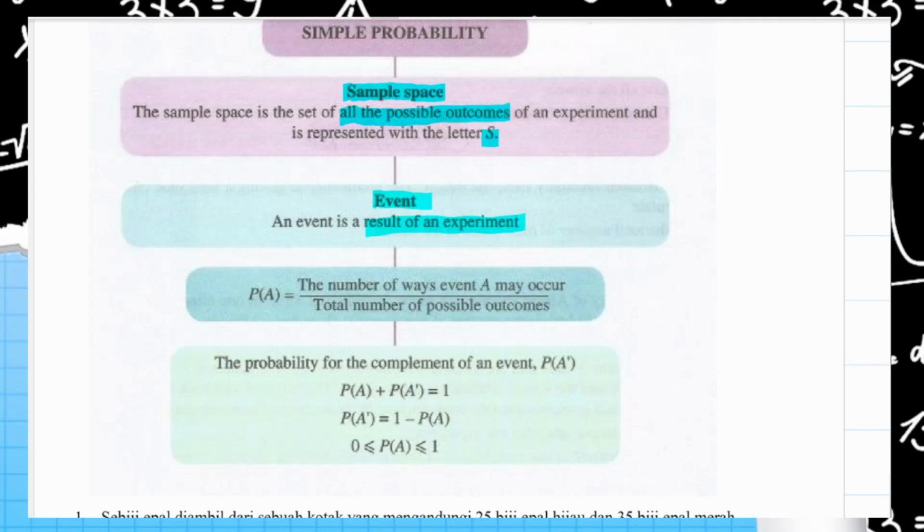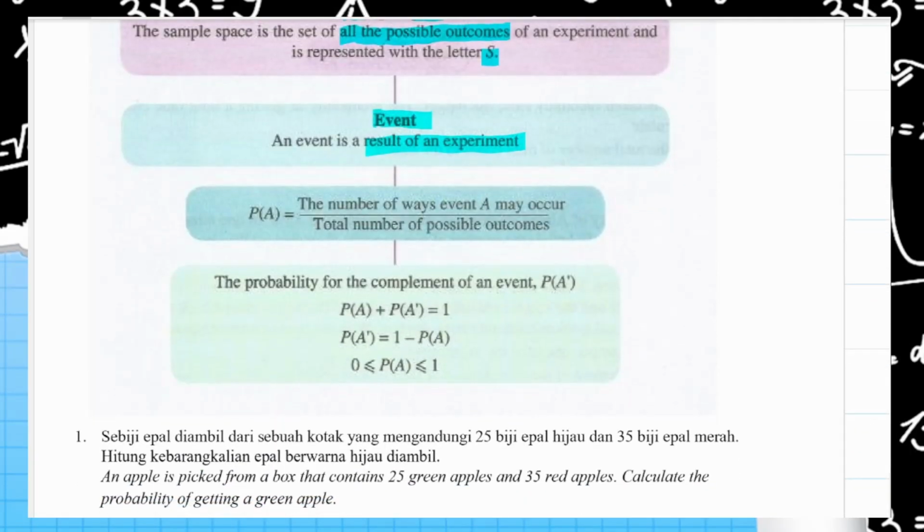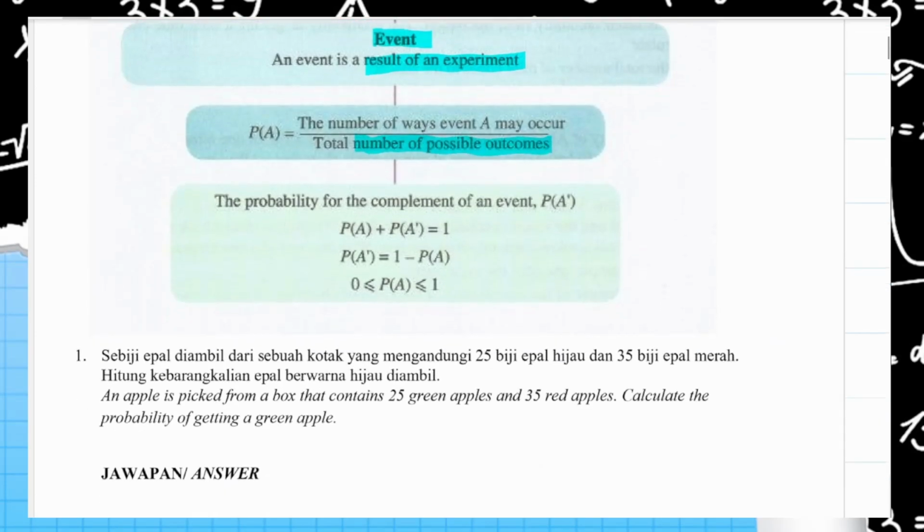Then we go to the formula. When we want to find the probability of an event, P stands for probability and A for the event. The formula is the number of ways event A occurs, divided by the total number of possible outcomes, which is the sample space.